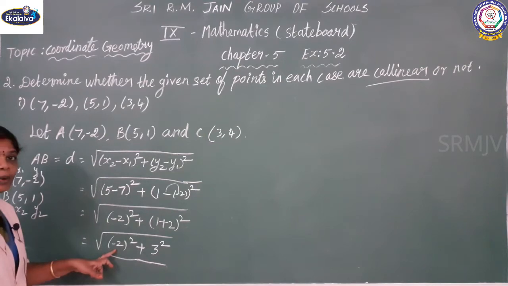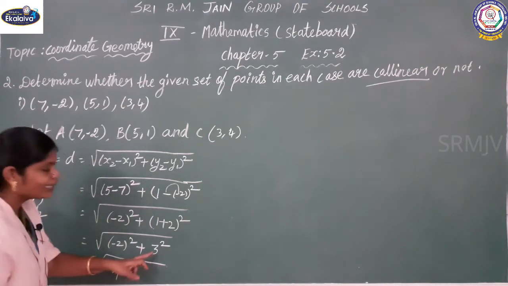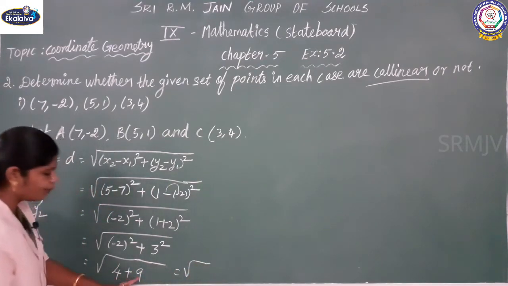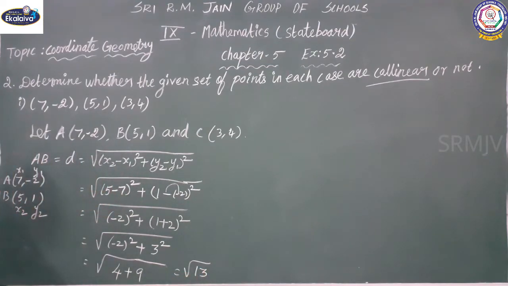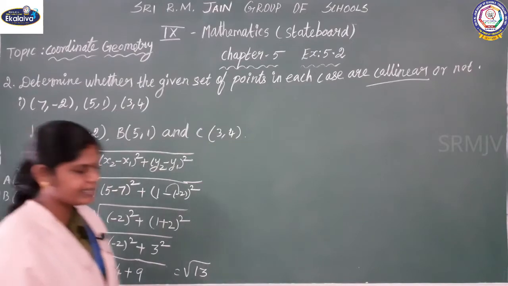Minus 2 the whole square, what will you get, children? Plus 4. 4 plus 3 square, 9. So what are you getting? 4 plus 9, you will get 13. So root 13. The distance of AB is root 13. Okay. Next we are going to find the distance of BC.